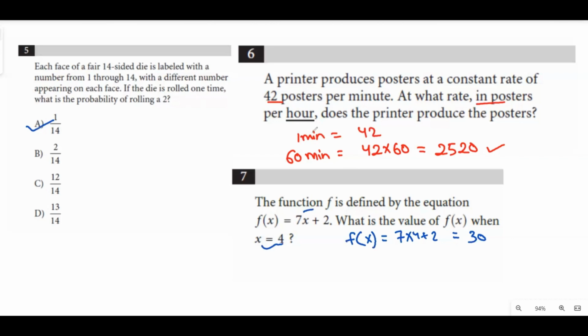Question number 6, it is a grid-in question. So the answer for this will be 2520. Question number 7, the answer is 30. I hope all these 7 questions are clear to you. Now we will move forward.